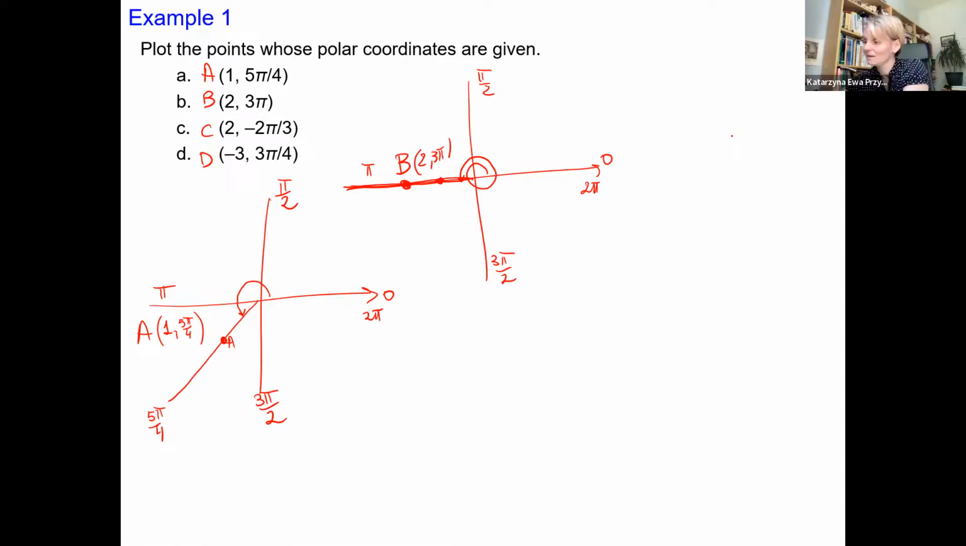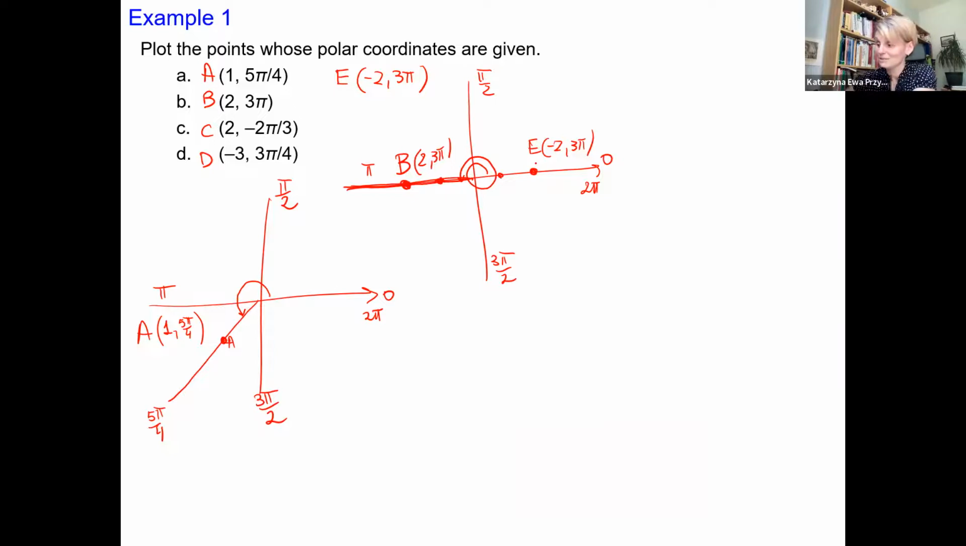A, B, C, D. Let me add point E. What about -2, 3 pi? Please tell me, where shall we plot the point E? -2, 3 pi. What is the opposite angle to 3 pi? Directly opposite. It will be the polar axis, yeah? That means this will be 1, 2, and this point is -2, 3 pi, but -2. I mean, that's the point E.